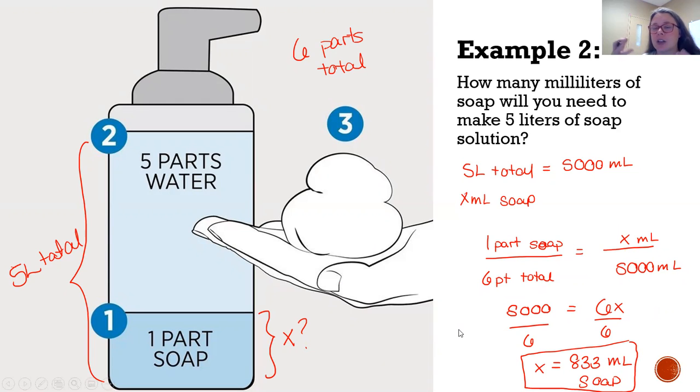But again, you have to kind of stop and think. The picture didn't tell us how many parts there were in total. We had to do a little bit of math to find that. So watch for those questions. There will be a few of them, maybe not as many as some of the other ones, but you'll get a few of those questions where you have parts in total and you kind of have to think about how it all goes together. If you need 833 mils of soap, it would be very easy for us to find out how much water. You just take your total of 5 liters and you subtract your quantity of soap.